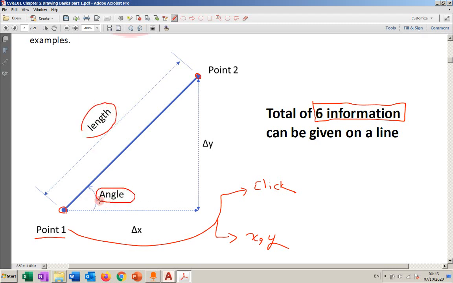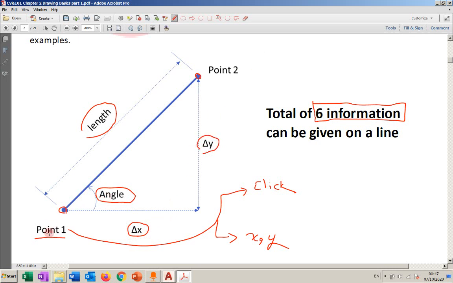I mean, those are also possible. Length and angle. So if you have the length and angle, you may use them also for a drawing. The other two that may be given are the horizontal distance between the 2 points and the vertical distance between the 2 points. We call them delta x, delta y.